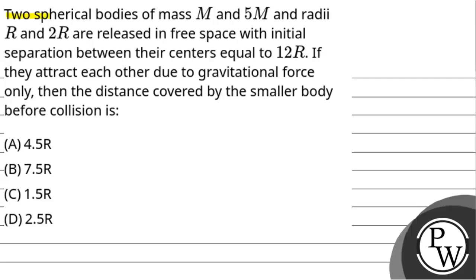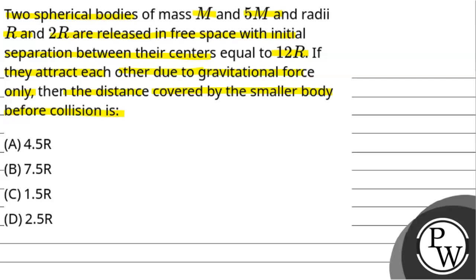Question says two spherical bodies of mass capital M and 5m and radii r and 2r are released in free space with their initial separation between their centers equal to 12r. If they attract each other due to gravitational force only, then the distance covered by the smaller body before collision is.